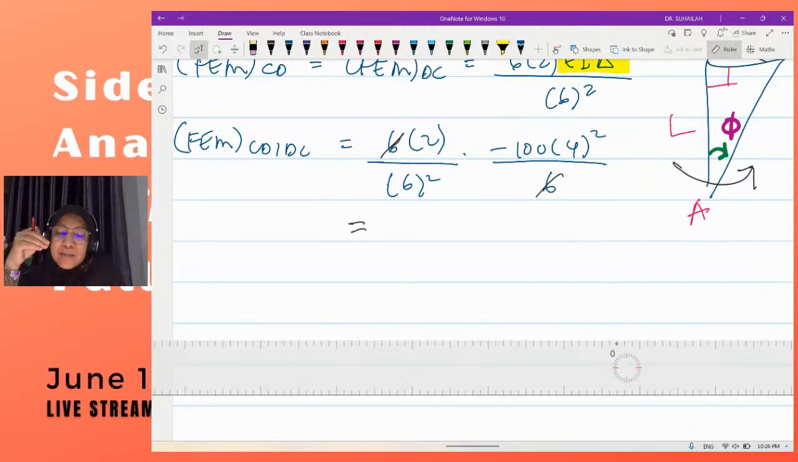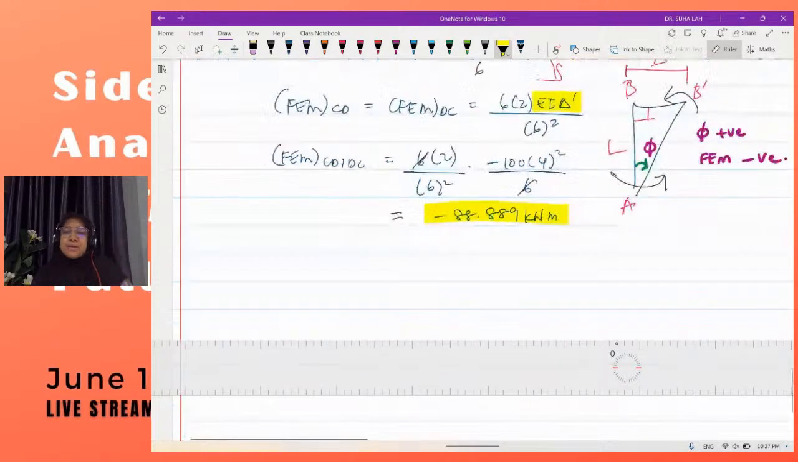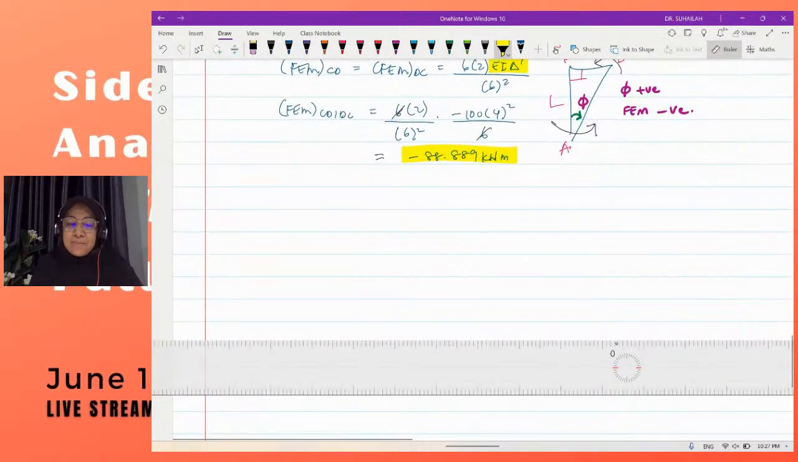Okay, in this case, delta prime is constant, but the length is not constant, 4 and 6. The EI is not constant, 1 EI and 2 EI. So that is why we will get a different value of FEM. So please calculate. It is 88.889, yeah? So it is negative 88.889 kilonewton meter. So this is the FEM.